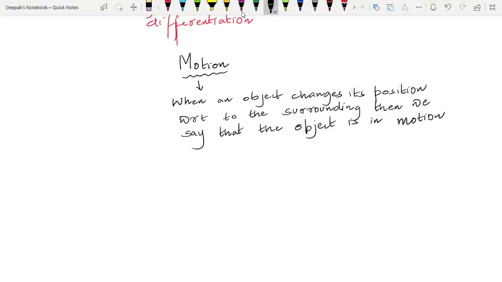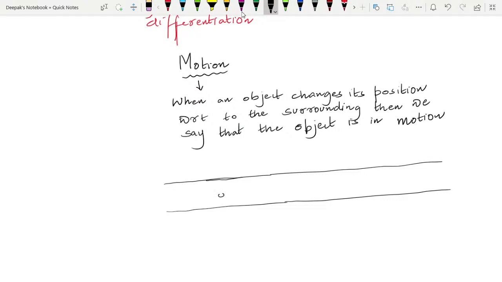Let me give you an example. Suppose you are traveling by a car on a road. You are traveling in a car, right? And suppose there is a person standing here, and you're sitting inside. So for him, you are in motion, right? For him you are in motion because your car is changing its position with respect to the surrounding, right?